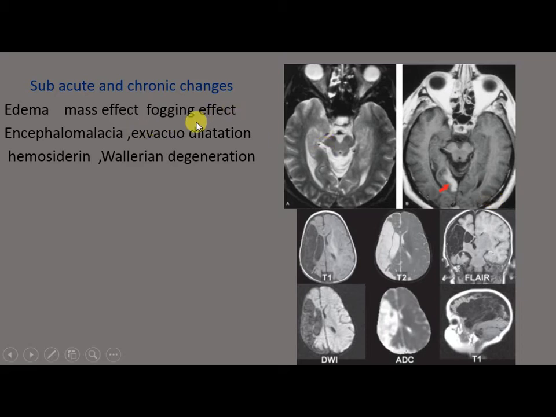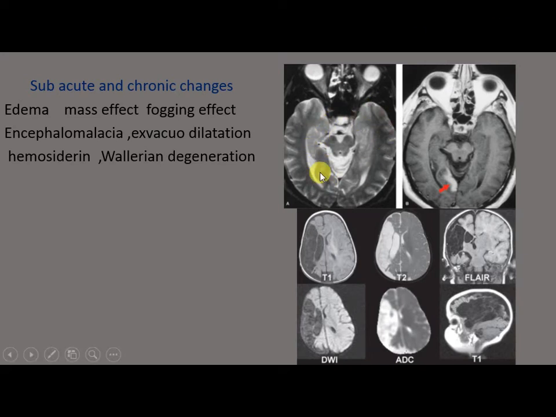We have fogging effect. This fogging effect in the second week is mostly seen in the CT, but sometimes seen in the MRI. There is a balance between edema and proteinaceous tissue necrosis, so balancing one another, misleading as normal. So if you do CT or MR in the second week without contrast, you may see normal. This is an example of fogging effect.